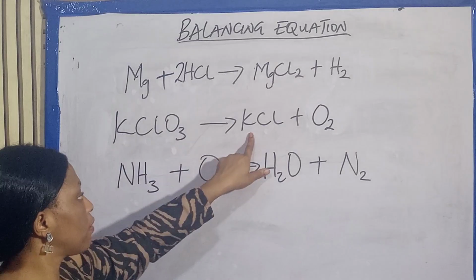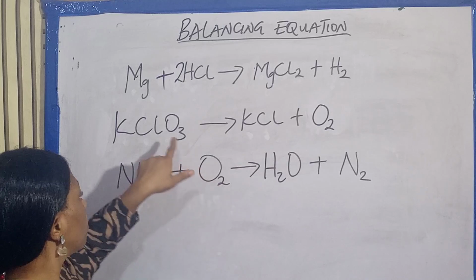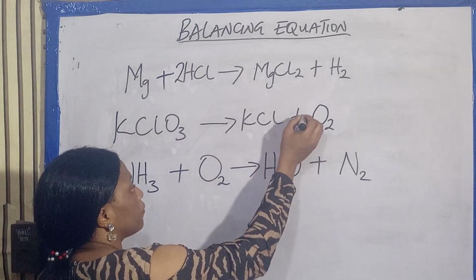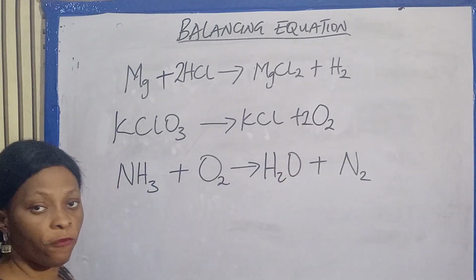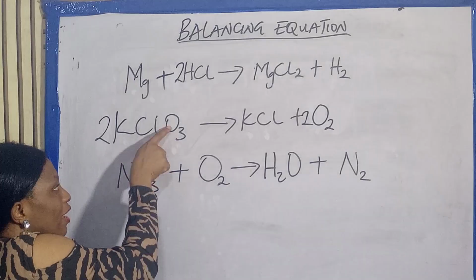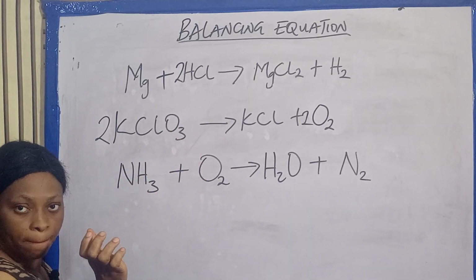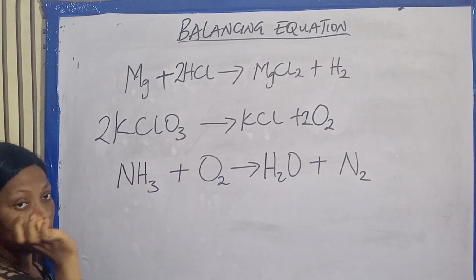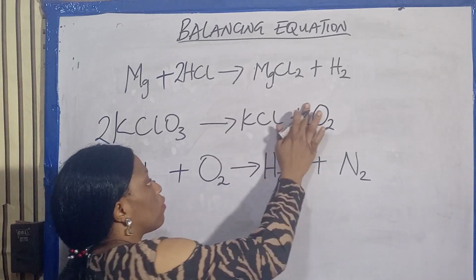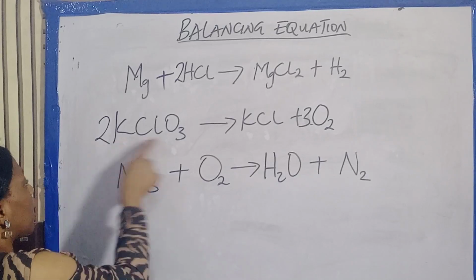Potassium is 1, potassium is 1. Chlorine is 1, chlorine is 1. Oxygen is 3, oxygen is 2. So what do we do? Let's add 2 here. 2 times 2, 4. If we also add 2 here, 2 times 3. This 3 is only affecting oxygen, but this 2 is affecting all of them. So 2 times 3 will give us 6 oxygen, 2 times 2 will give us 4. So it's not balanced. Let's add 3 here. 3 times 2, 6. 2 times 3, 6.